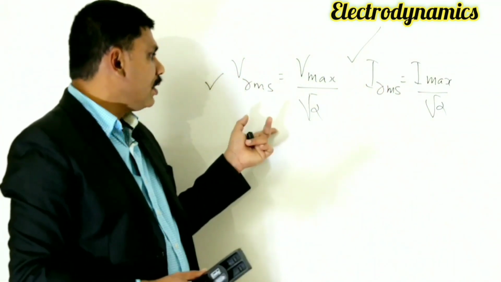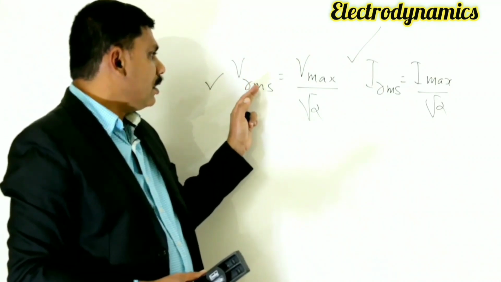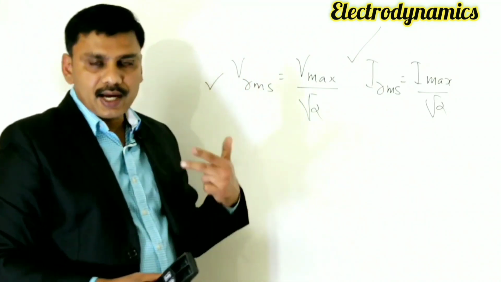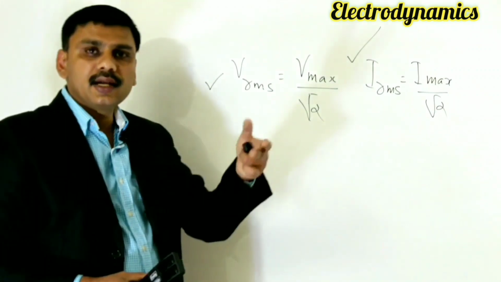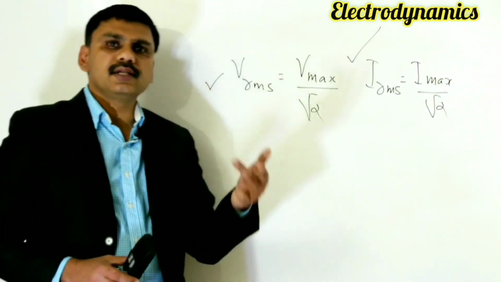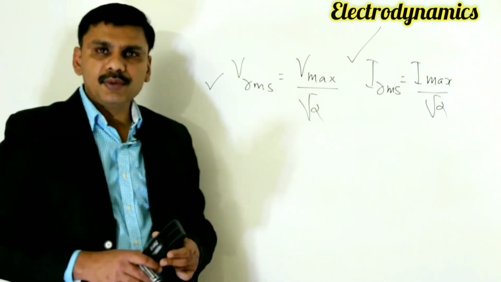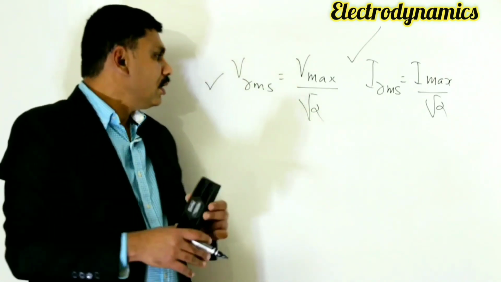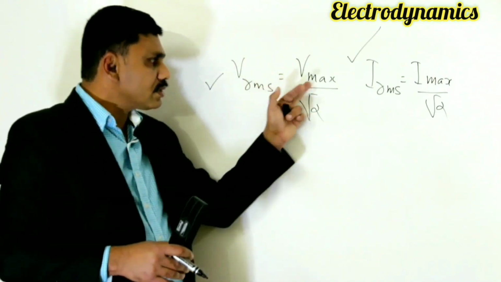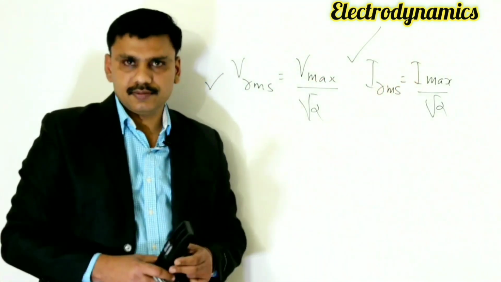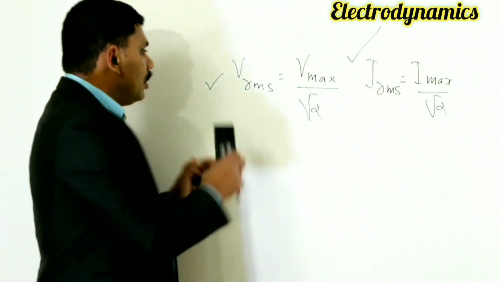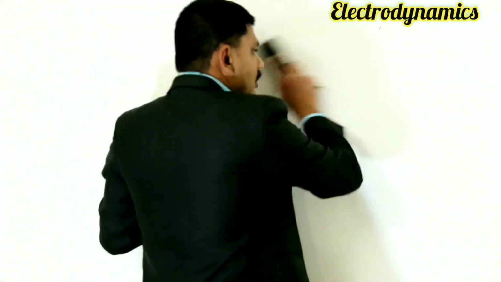So these are the two types of current and voltage in an alternating waveform. From an alternating waveform you can calculate what? Vrms, Vmax, Irms, Imax. So these are the ways to get it.